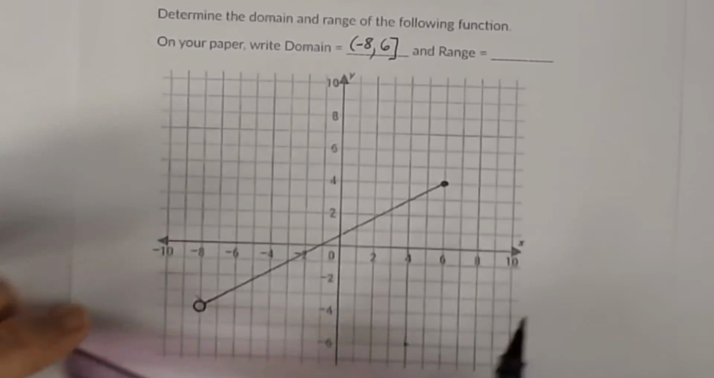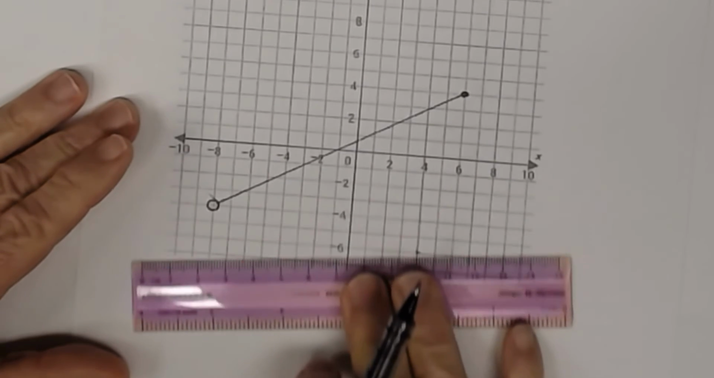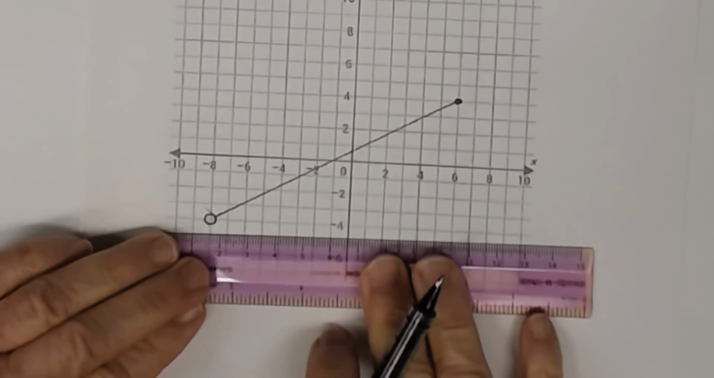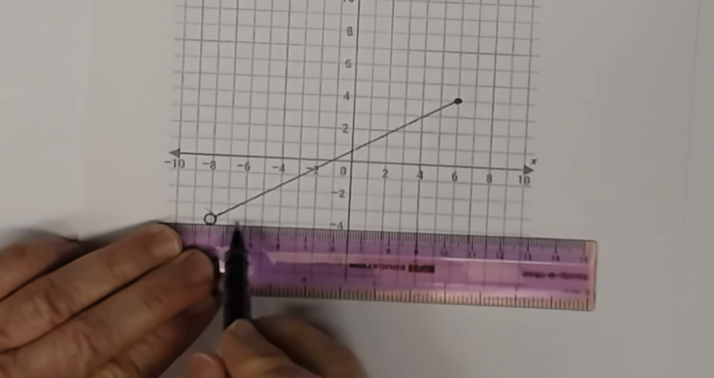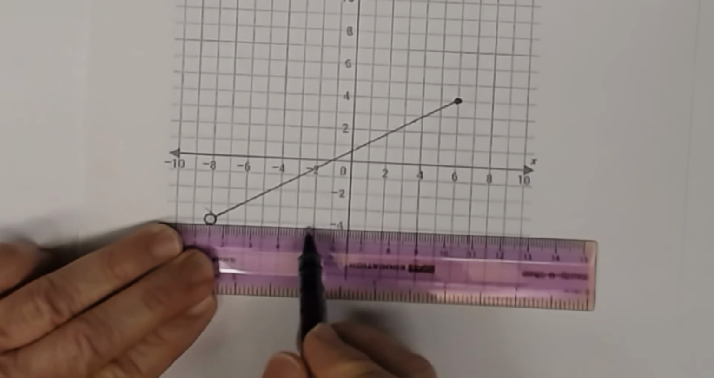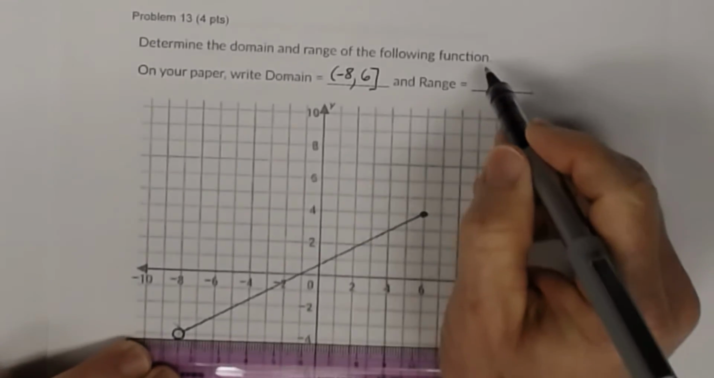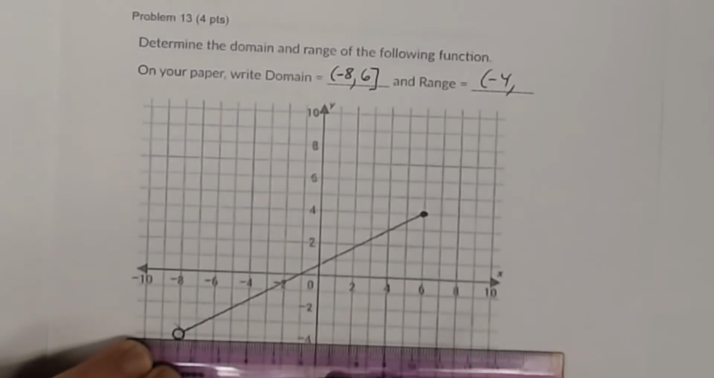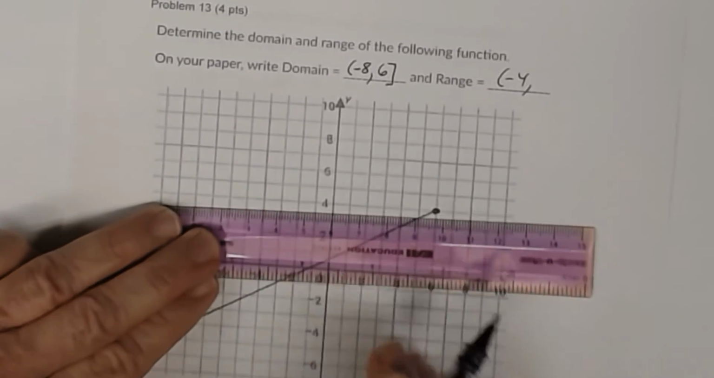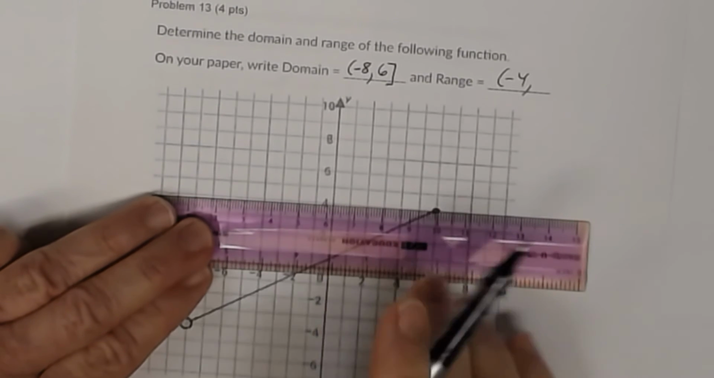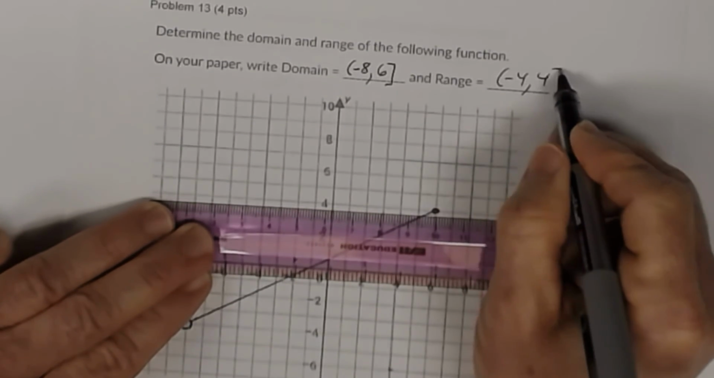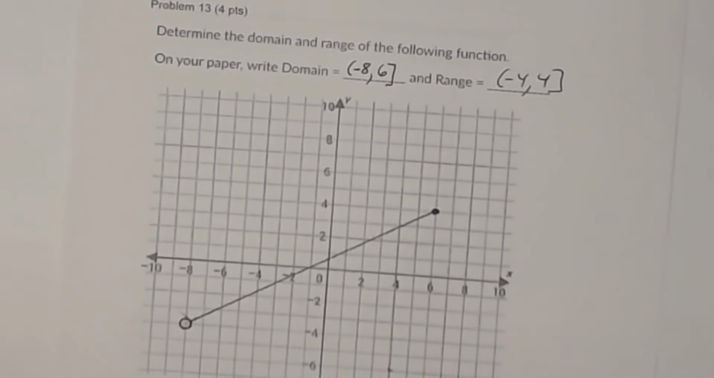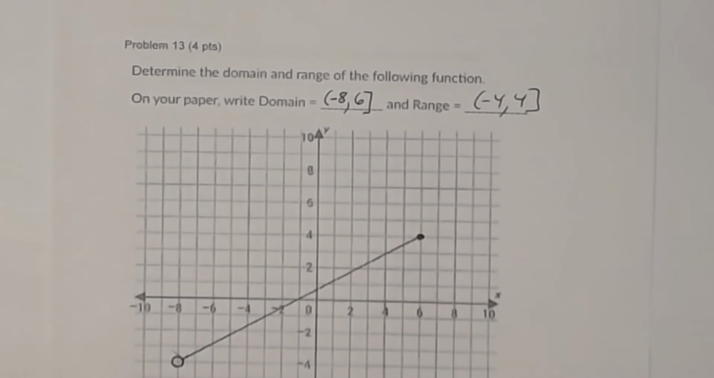The range this time, you go from bottom up along the y-axis. So again, notice that when I go along the y-axis, my y values start here, this open circle. So that's parentheses, negative 4, comma, all the way to this y value, which is a positive 4, but that's a closed circle, so it'll be a bracket. All right, so that is number 13.